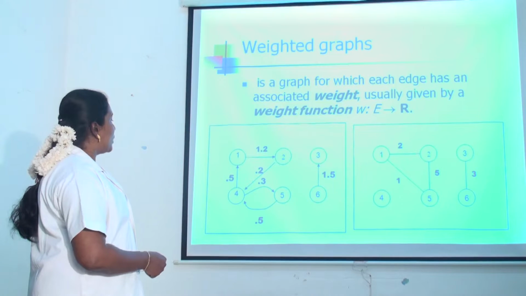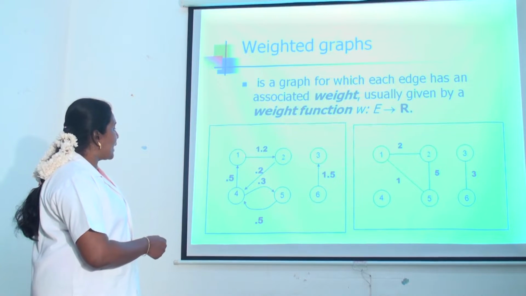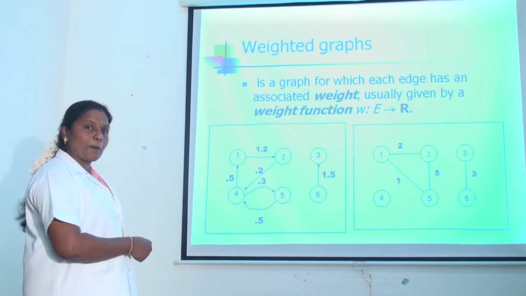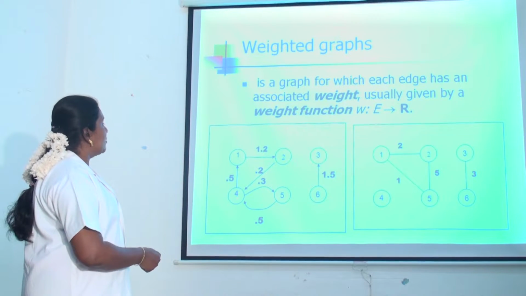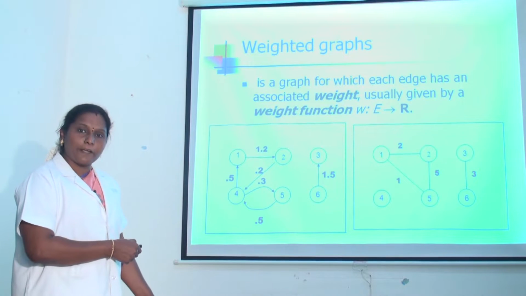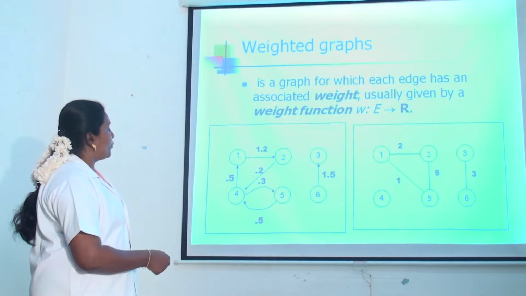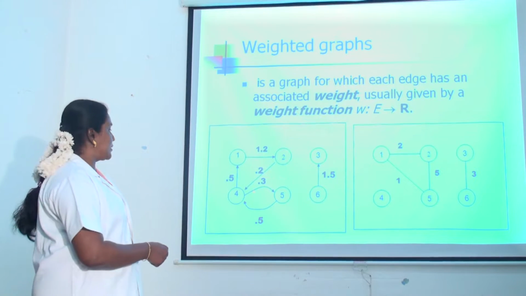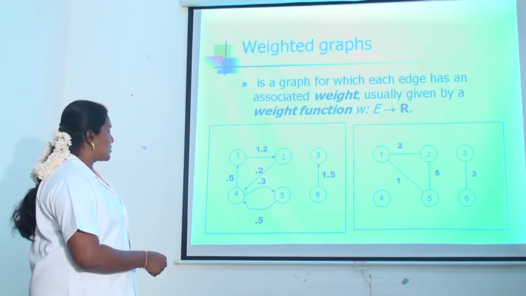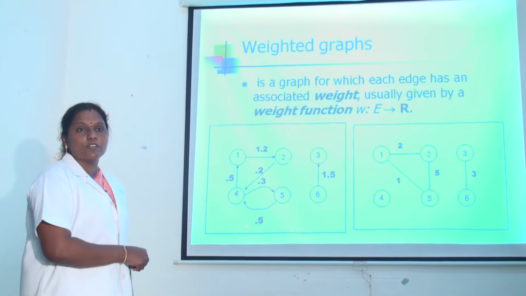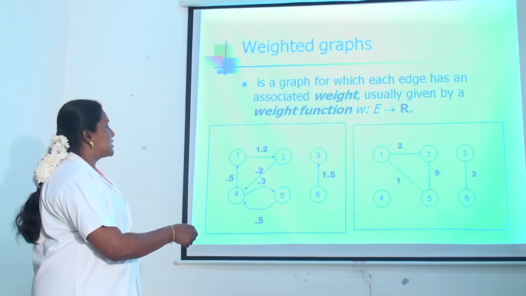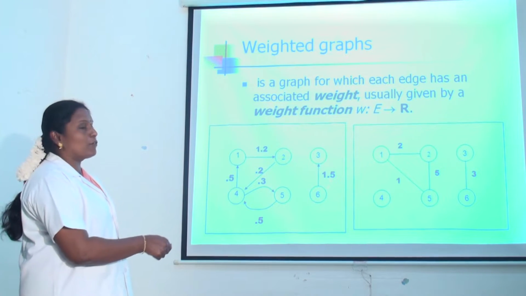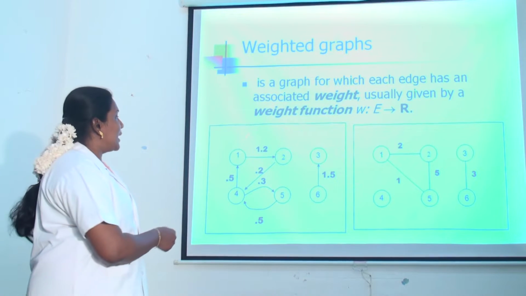Here this is 1.2, and 4 to 1 has 0.5 kilometers. Here also, 2 to 4 is 0.2 kilometers. And then 4 to 5 is 0.3. Okay, some quantities are there on our lines. 5 to 4 has some weight, that weight is 0.5. The next is 3 to 6: 3 to 6 there is no weight, but 6 to 3 has 1.5.